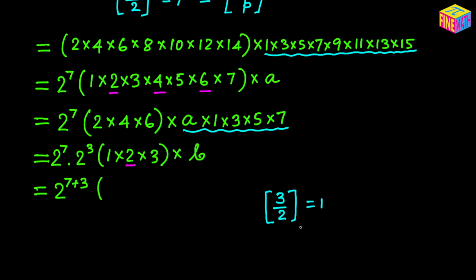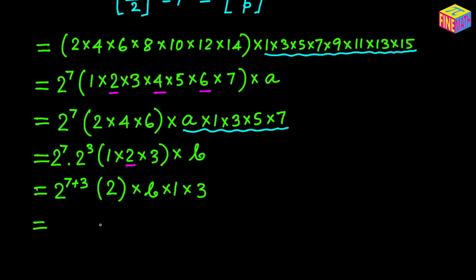That means between 1 and 3 we have only one multiple of 2. Right? So if we keep only the multiple of 2 within the parenthesis, then it is going to look like this, and then we already have the b right here, and then I'm going to bring the 1 and the 3 outside, so I can say times 1 times 3, and we are going to write it like this.